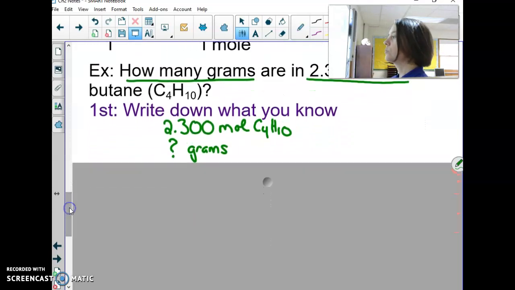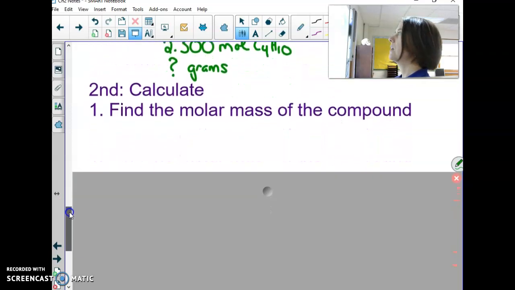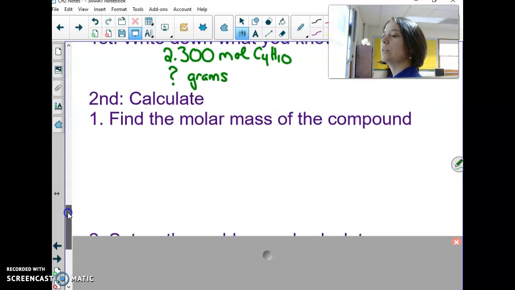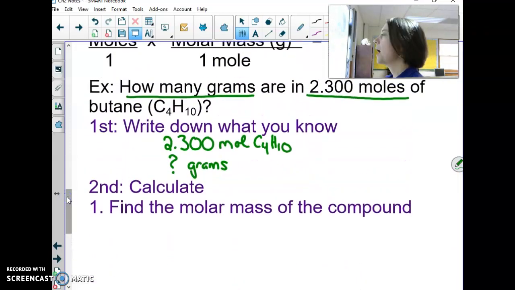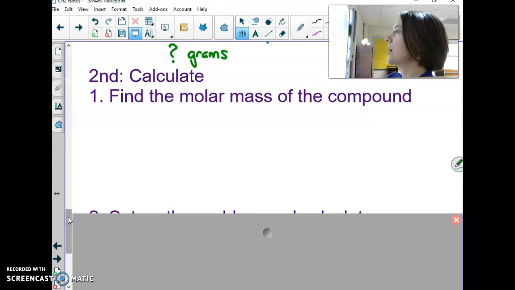Okay, once we write down what we know, we're going to calculate. First up, find the molar mass. So we take the molar mass of the element times its subscript. So we know in each mole of butane, we're going to have 4 moles of the element carbon.